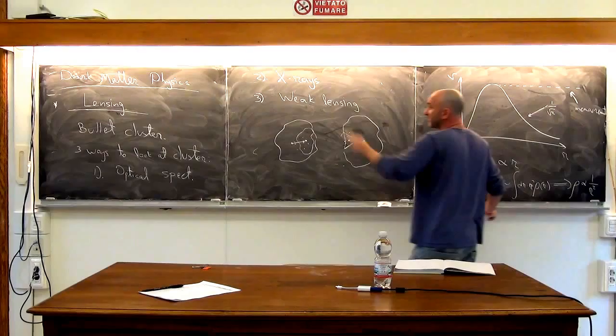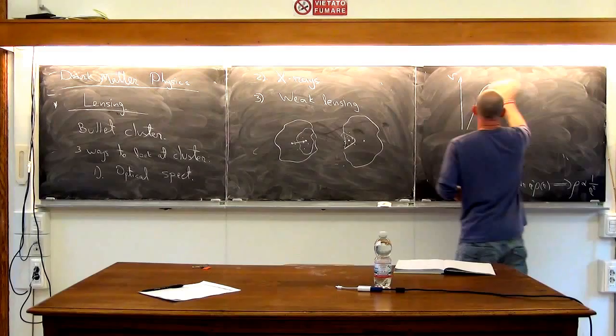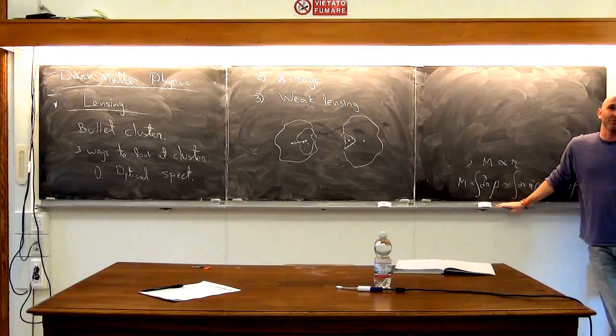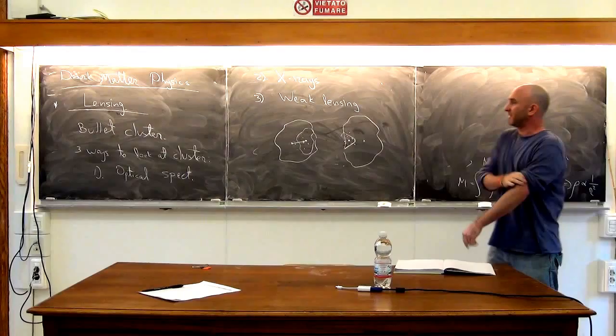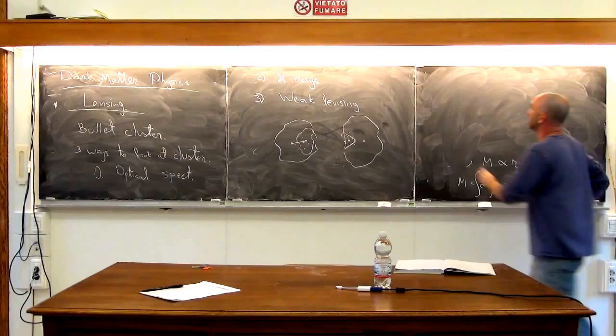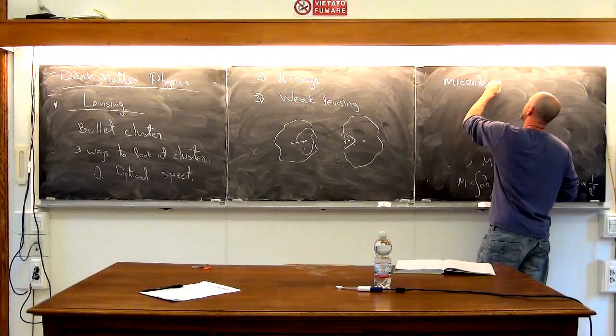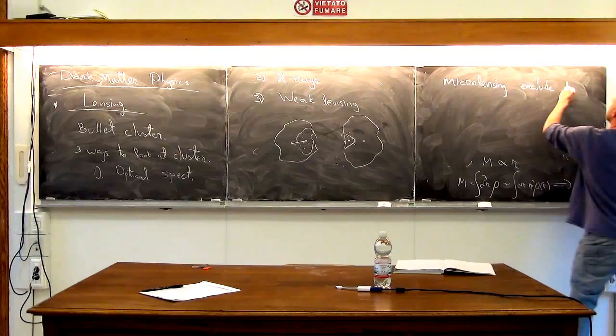Now there are more studies using microlensing. So for instance, you could think that a lot of the matter that we're missing is just regular baryonic matter that is non-luminous. These are called MACHOs, massive astrophysical compact halo objects. So microlensing excludes MACHOs.